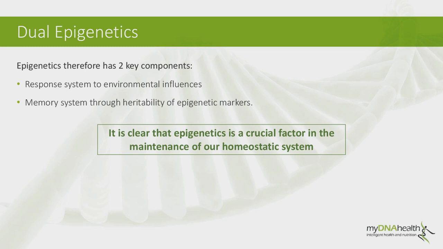What I really want to highlight is that epigenetics is a term that's evolved, and really it has two key components. So we're looking at the response of our system to environmental influences. That is, the environment and lifestyle that we choose to live has an effect on our epigenetics, and that has become known as our epigenetics. But also there is this memory system, the inheritability of epigenetic markers, as we saw in the agouti experiments. So there's two mechanisms to think about going on, but crucially we can affect both of them. So it's clear that epigenetics is a crucial factor in the maintenance of our whole system and our balance as such.